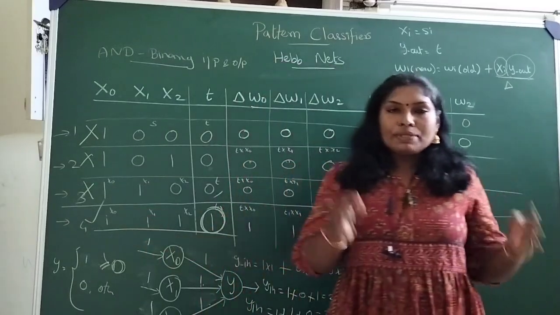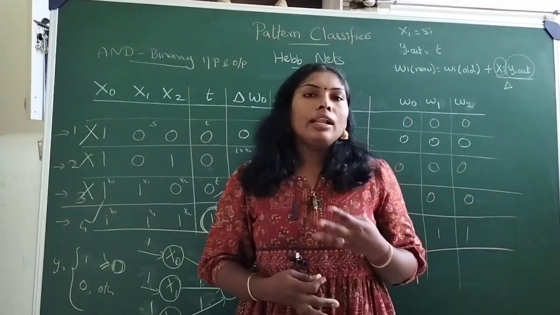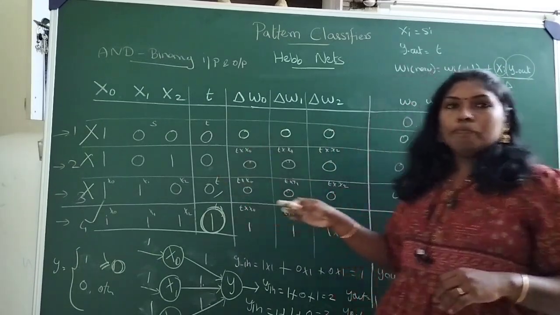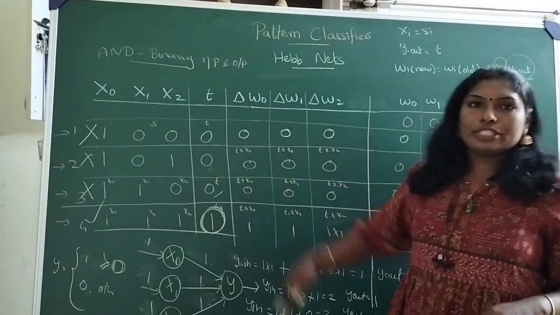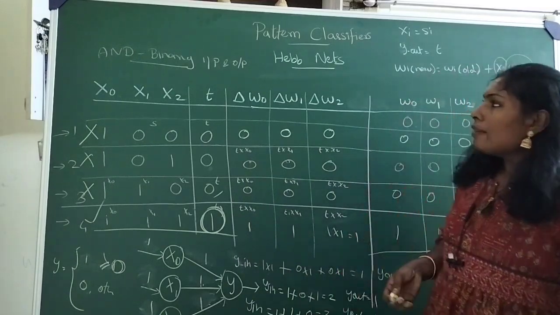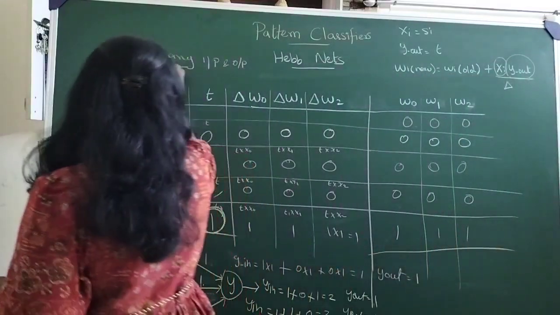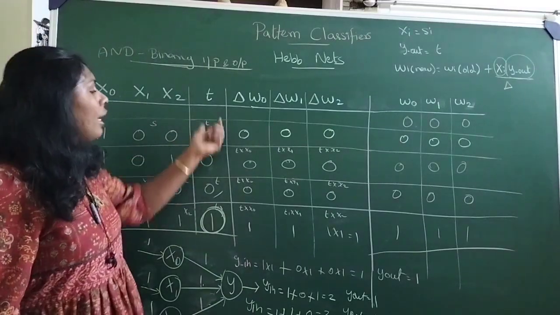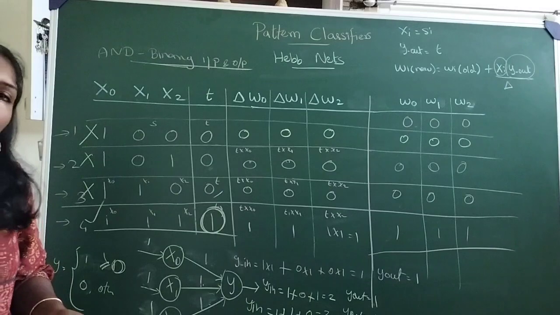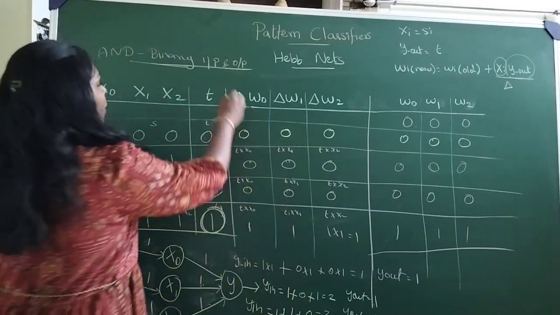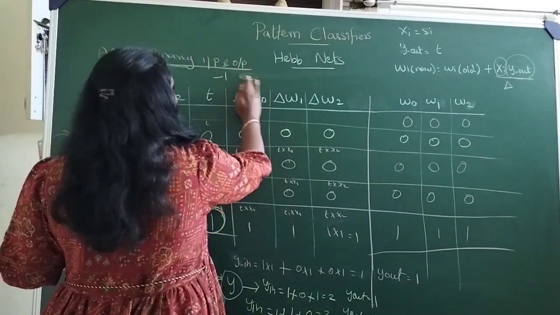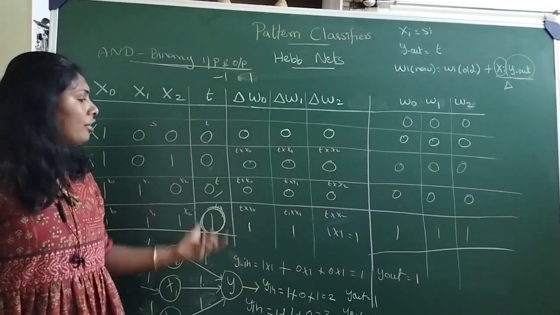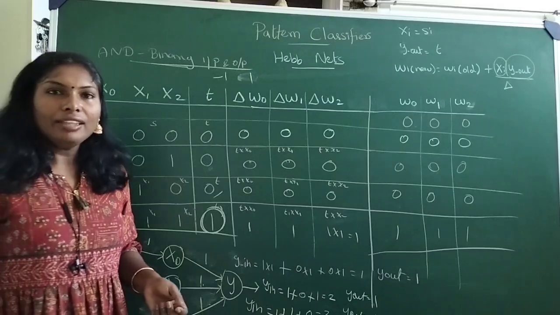So Hebb's net is the basic learning model, and it is able to learn automatically, but it is not preferable for all possible inputs and outputs. Here I have shown you with binary input and output. In the next example, I will show you binary input with a bipolar target output, like targets between -1 and 1. I will show you how the learning happens. Okay, thank you.